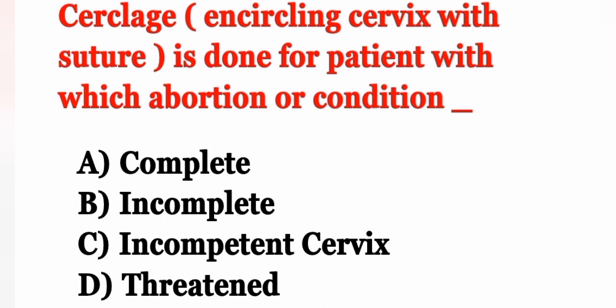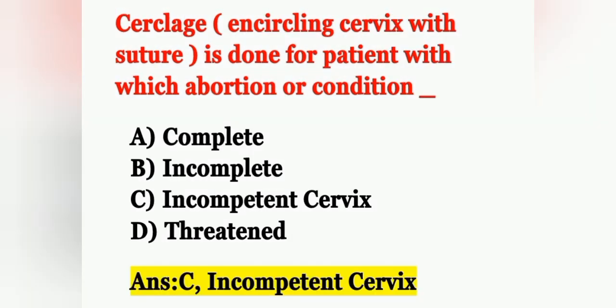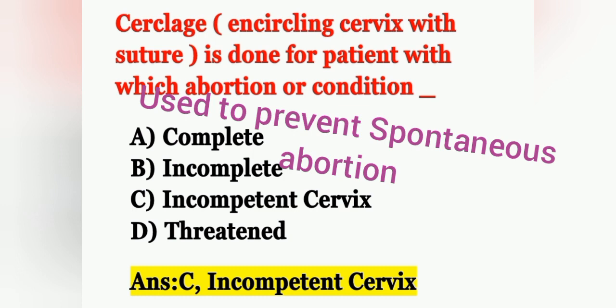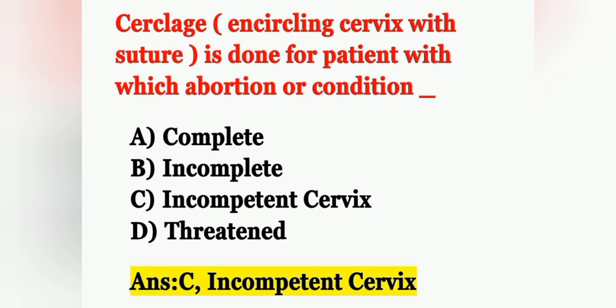Cerclage, or encircling the cervix with suture, is done for a patient with which abortion or condition? Options: A, complete abortion; B, incomplete abortion; C, incompetent cervix; D, threatened abortion. Cerclage is done for incompetent cervix. Option C is the correct answer. Cerclage is done in case of cervical incompetence to prevent spontaneous abortion.